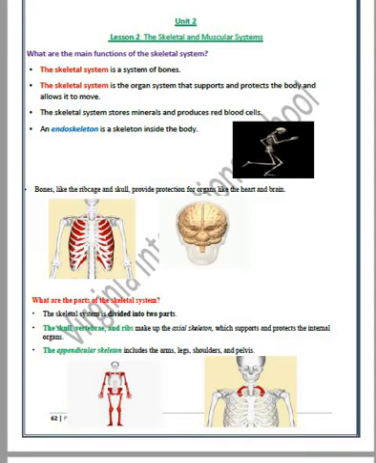First, it's the system of bones. Okay, what are the three functions? Number one, support the body or give us the shape of the body. Number two, protect the internal organs. Number three, it can form or produce the red blood cells, which means it forms the blood. Okay.